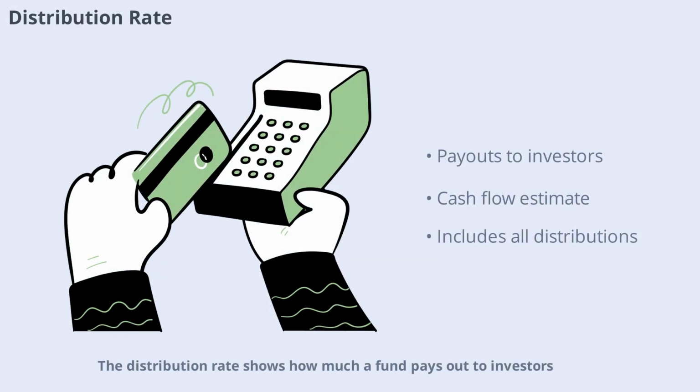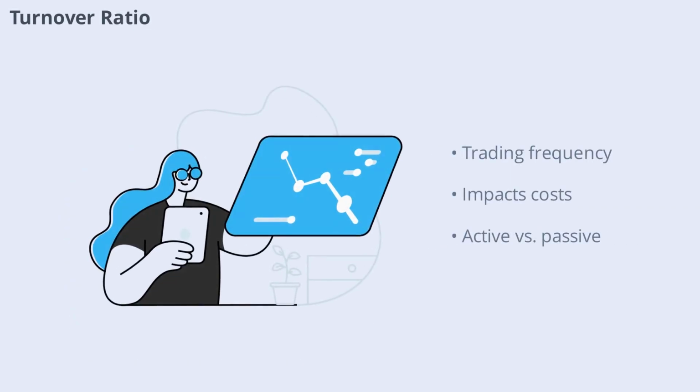Distribution rate shows how much a fund pays out to investors, typically as a percentage of its net asset value. It includes dividends, interest, and capital gains distributions. This metric helps investors estimate the cash flow they can expect from a fund, which is especially important for those relying on investment income.